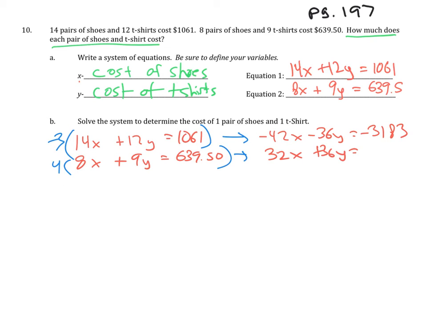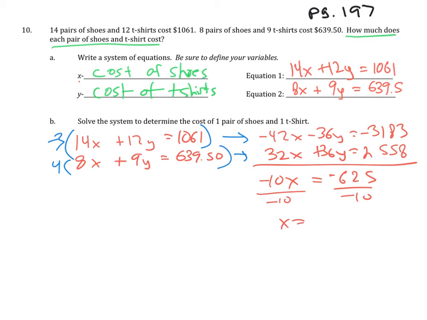equals, and then I have to do $639.50 times 4, and that's 2,558. And now I add the two equations together, so that's -10x equals -3,183 plus 2,558, and you get -625, which means when I divide by -10, -625 divided by -10, I would get x equals $62.5. That's going to be my cost of shoes.